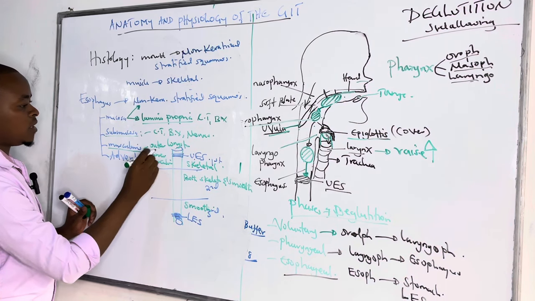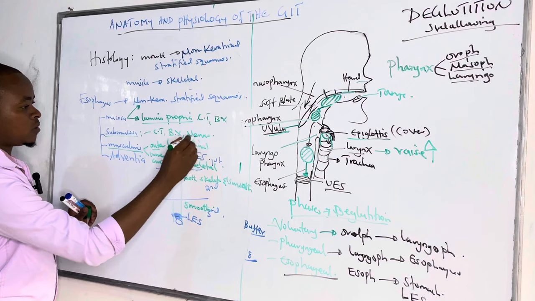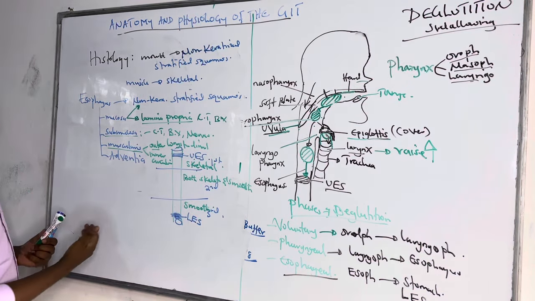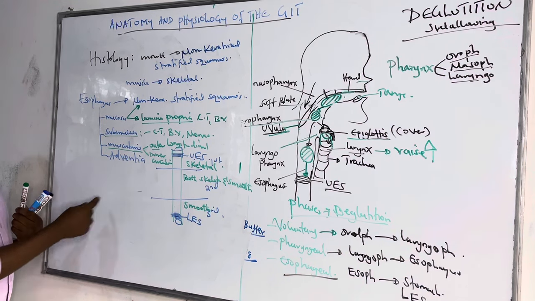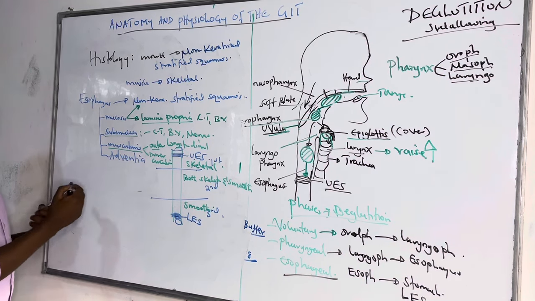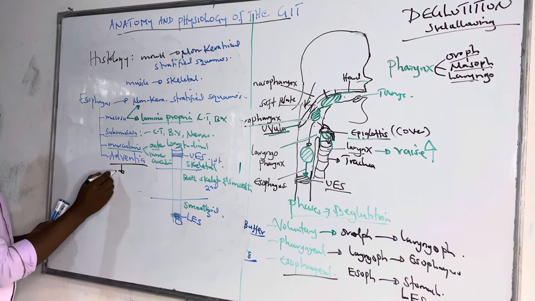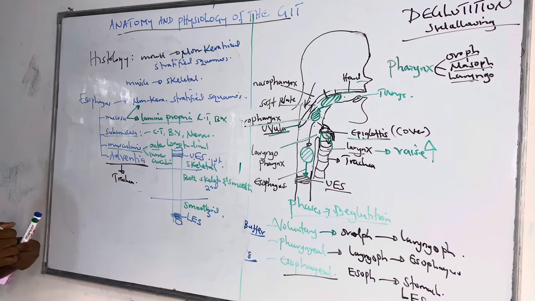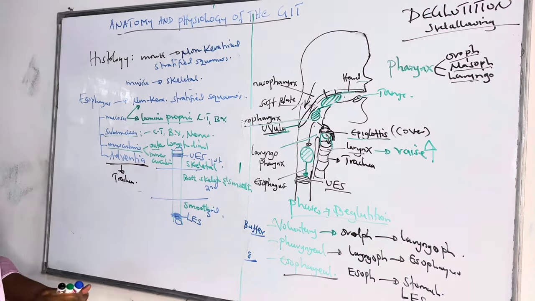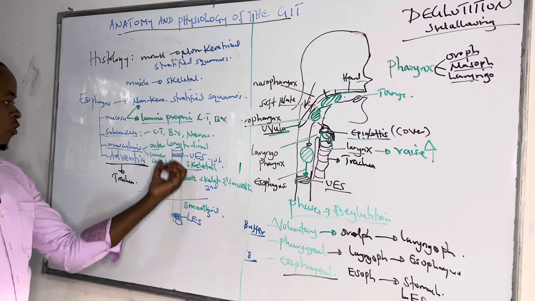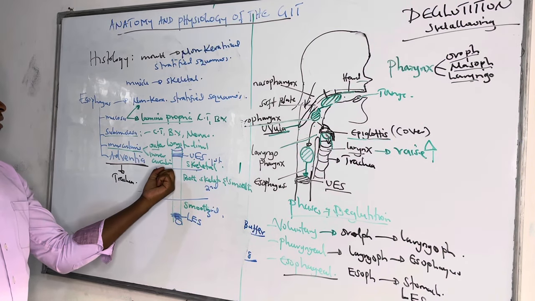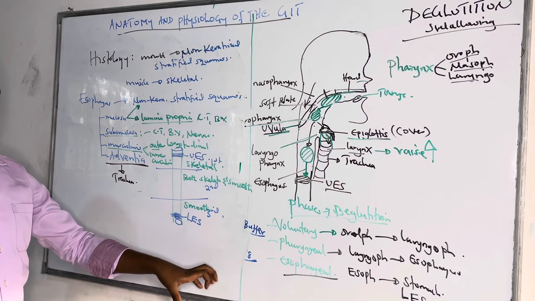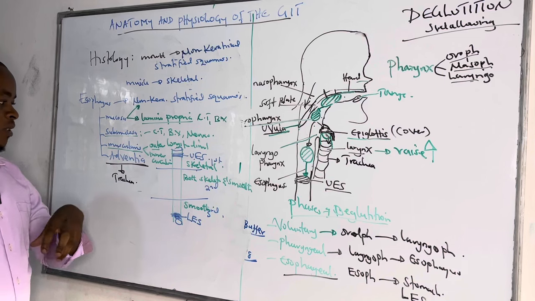So it has two layers, the outer longitudinal and the inner circular muscles. It does not have serosa; it has adventitia, which makes it attach to the trachea. So it has no serosa, but it has adventitia. The upper oesophageal sphincter controls the entry of food into the oesophagus, and the lower oesophageal sphincter controls the entry of food from the oesophagus into the stomach.